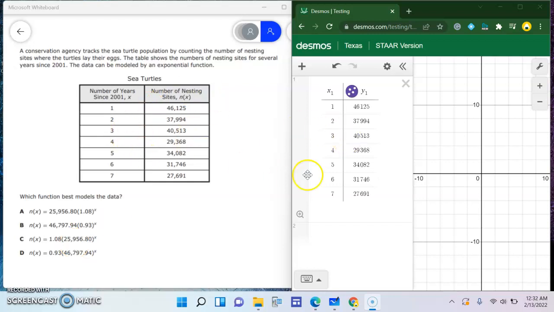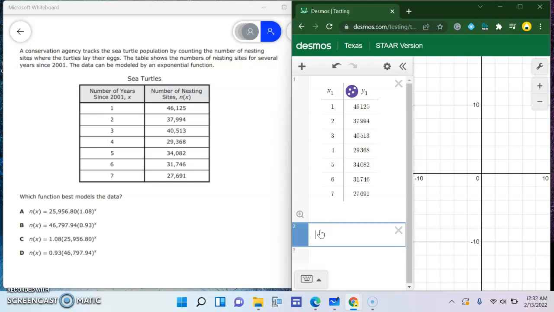Now that we have this data in here, it's ready to get an equation from it. The easiest way that I can think of is just to remember the formula for an exponential function, which is y equals ab to the x. The thing is that this equation is going to give us an error.